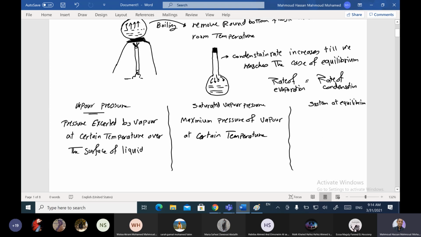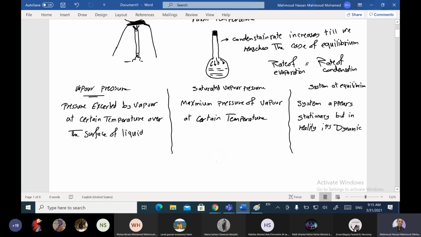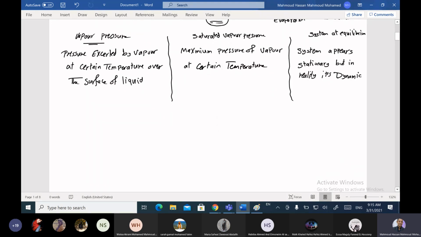In the case of the system at equilibrium, what is meant by the system at equilibrium? The system appears stationary, but in reality it is dynamic. From the first moment when you look at this conical flask, it appears constant, but inside it the movement of the molecules takes place. So according to this, what are the types of chemical reactions?